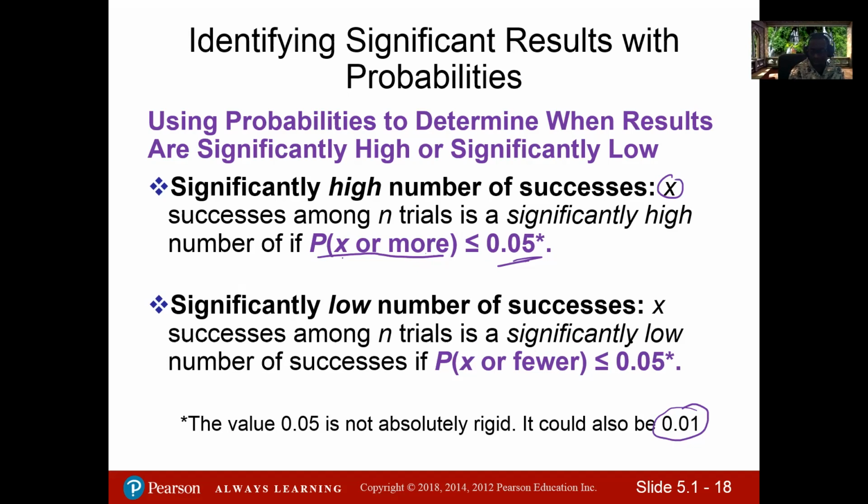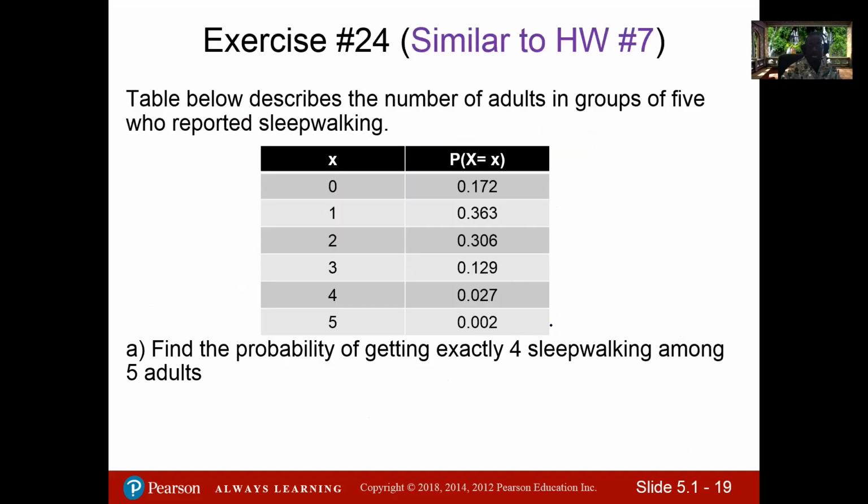On the other hand, it is significantly low if, with the same 5%, the probability of X or fewer is less than 5%. So note that for high, it is X or more, and for low, it is X or fewer. Okay, so let's look at this example that is similar to homework number 7.